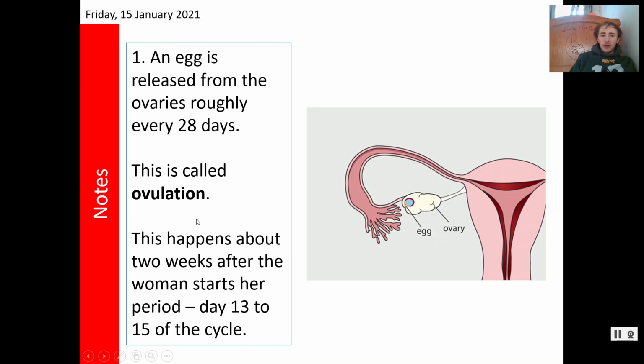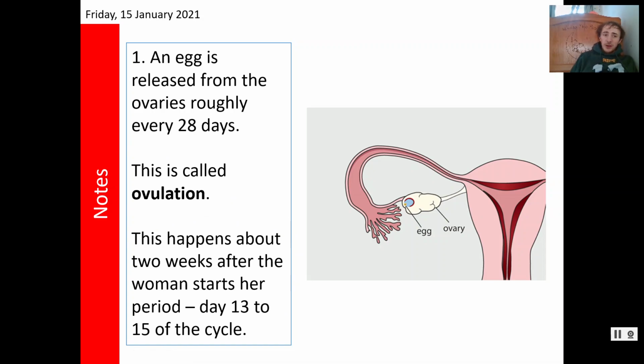Now ovulation in this kind of dead average cycle would happen on day 13 to 15. In fact, we tend to just say day 14 for ease. Again, if you don't have a 28-day cycle as a woman, it won't happen on day 14. It will happen about halfway through. So, in a 28-day cycle we have ovulation. That's the first key term we need to know. That's what it's called when the egg is released. That's why that's in bold. And again, it happens on day 14.